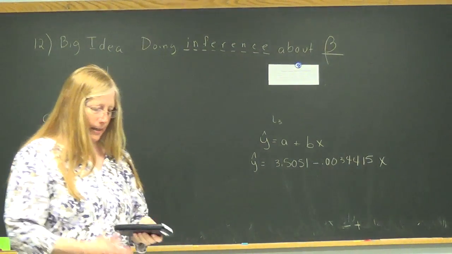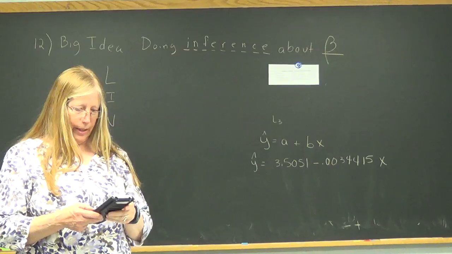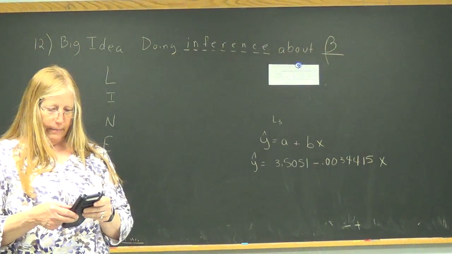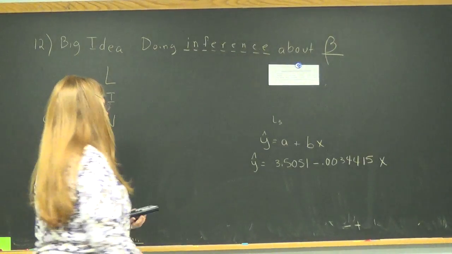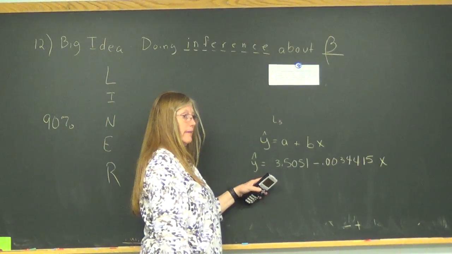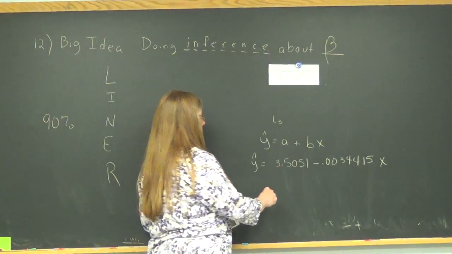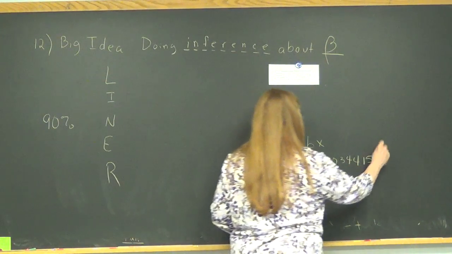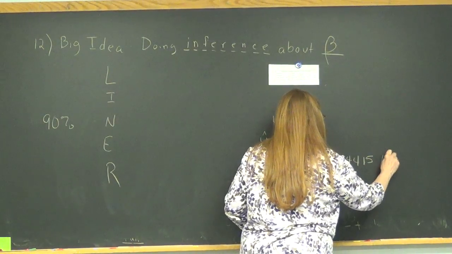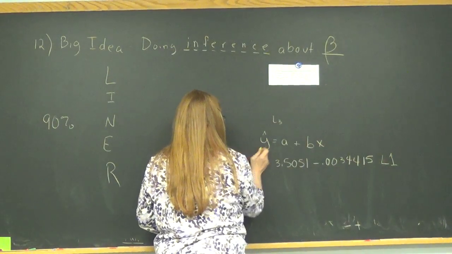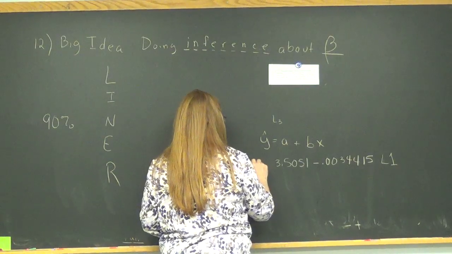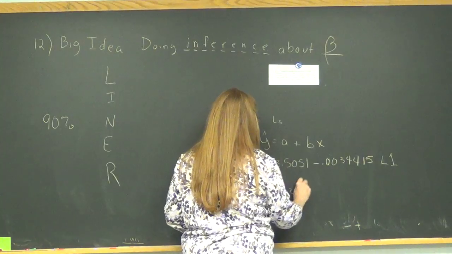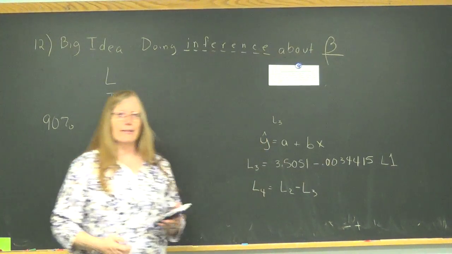Let me see if I got it. So you're going to go to stat plot, once your data's in, turn it on, and... Can we multiply by L2 or something? L1. Okay, so then what are we putting for L2? For L3? The second row. So you're going to do 3.5051 minus 0.0034415 times L1. Okay, and nothing for L4? Yeah, L4 is next. L4 is L2 minus L3, or is it the other way around? Yeah, I think that's what it is.